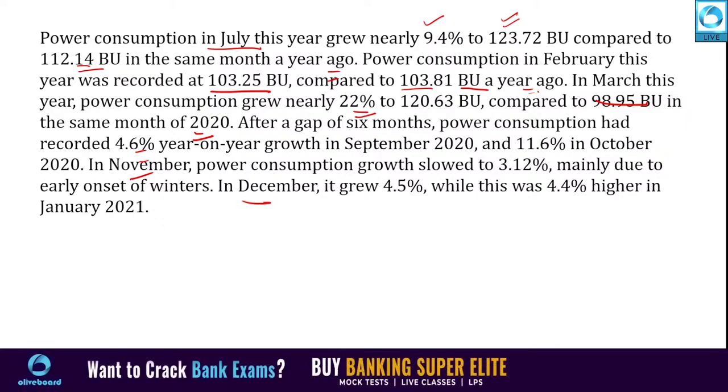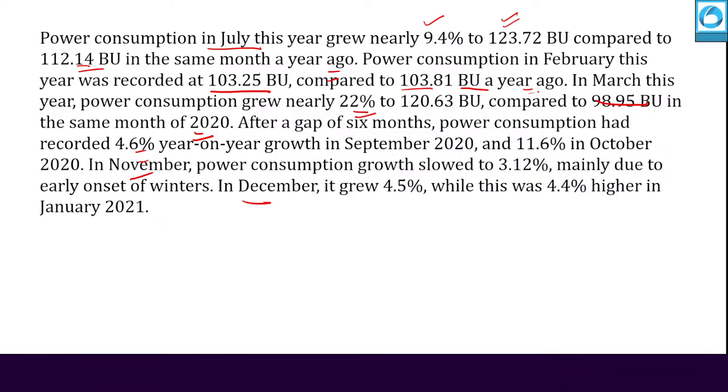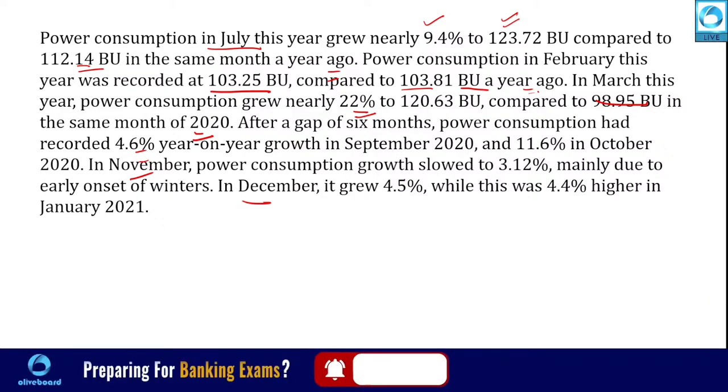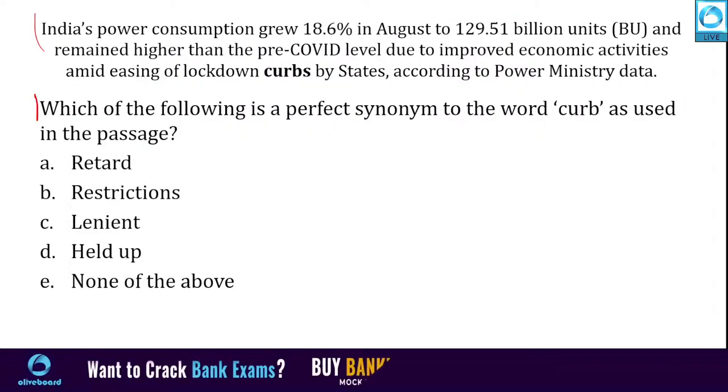Informative. He is not analyzing anything. Just information has been provided. That's it. Informative tone. Many have asked what is the tone. So this tone is simply informative. He is just telling you, providing you information. Okay. Now let's see the question.